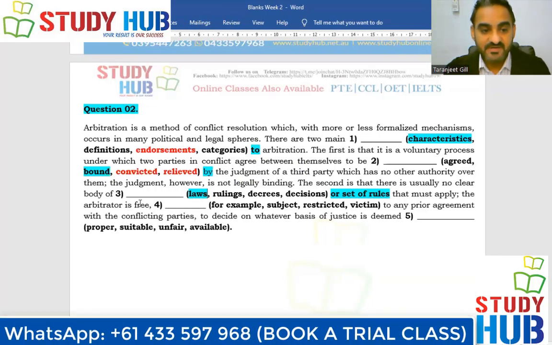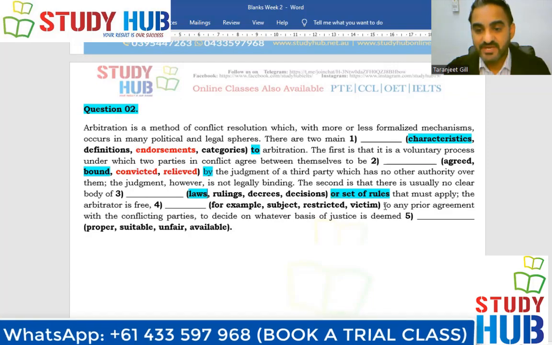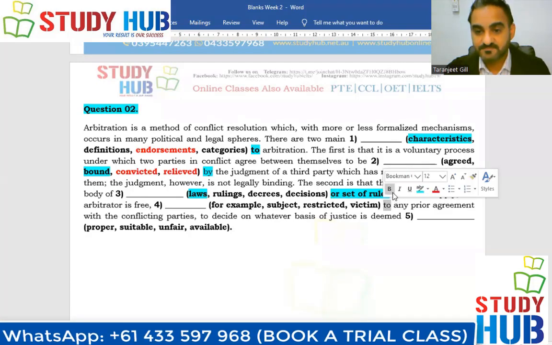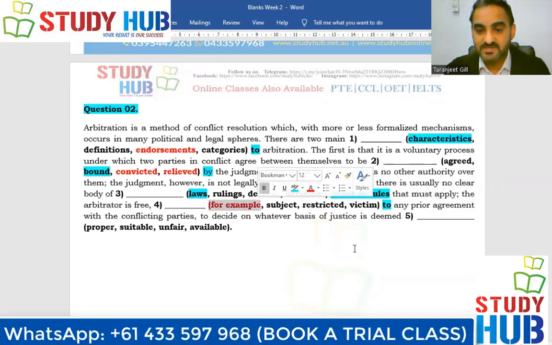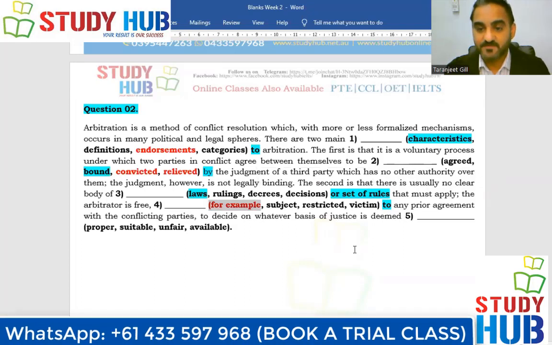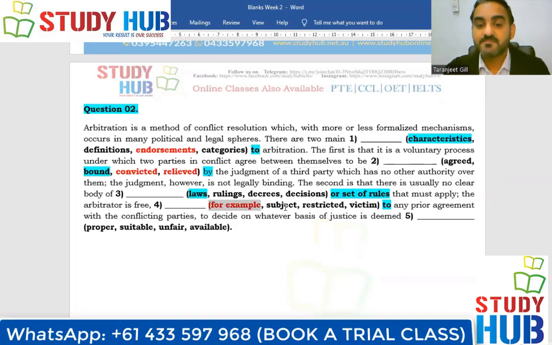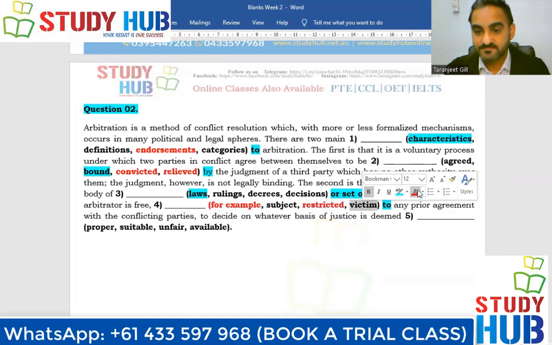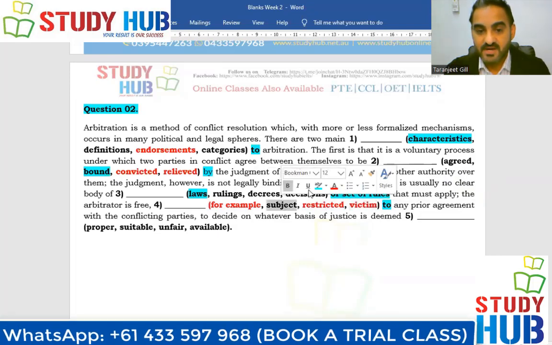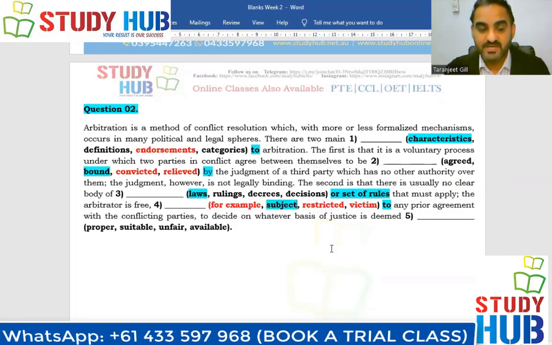That the arbitrator is free dash to any prior, again, collocation. Now we are looking at the word, for example, to any. We don't say, for example, to any. We say, for example, any prior agreement. For example, is not followed by to. Subject to any, maybe. Restricted to any, we don't say restricted to, we say restricted by. Victim of. So the right appropriate word will be subject to any prior agreement with the conflicting parties to decide on whether basis of justice is deemed something.